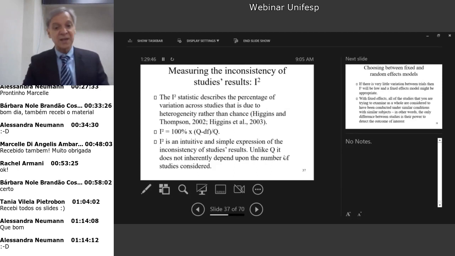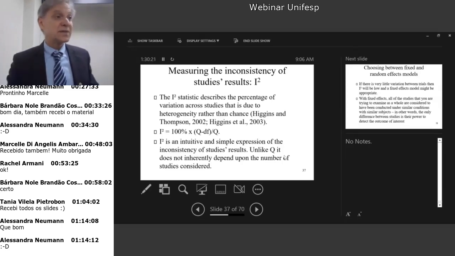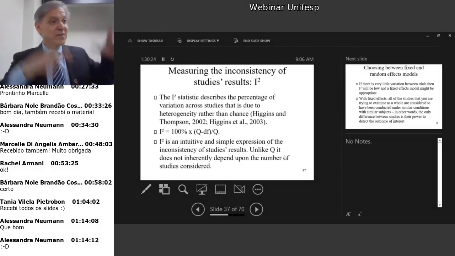The other statistic is the I-square. That's the one I use. It describes the percentage of variation across studies that's due to heterogeneity rather than chance. So I eliminate chance, say there's a lot of random variability. I eliminate that, and I focus on the heterogeneity that's not due to chance. It's usually measured by 100 times Q minus the degrees of freedom, divided by Q. I-square is an intuitive and simple expression of the inconsistency of studies' results. Unlike Q, it does not inherently depend upon the number of studies, because Q improves with the number of studies. Remember, the variance diminishes with the number of studies.